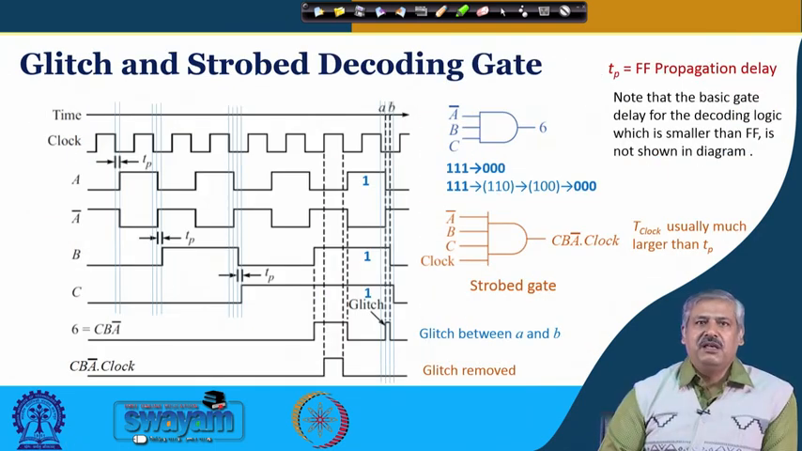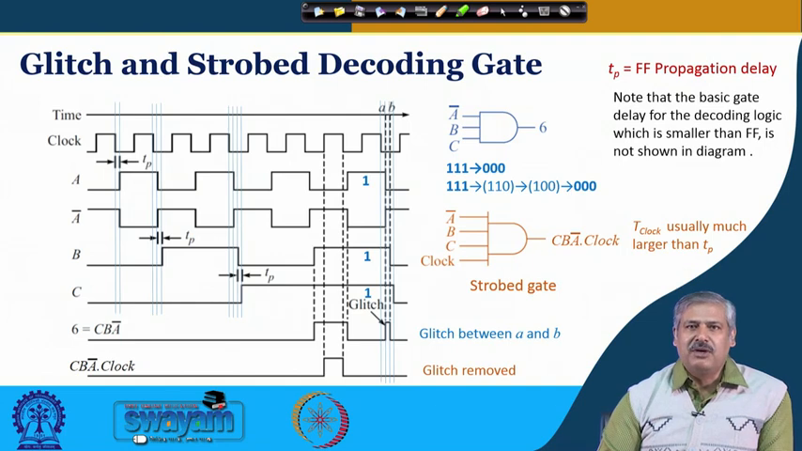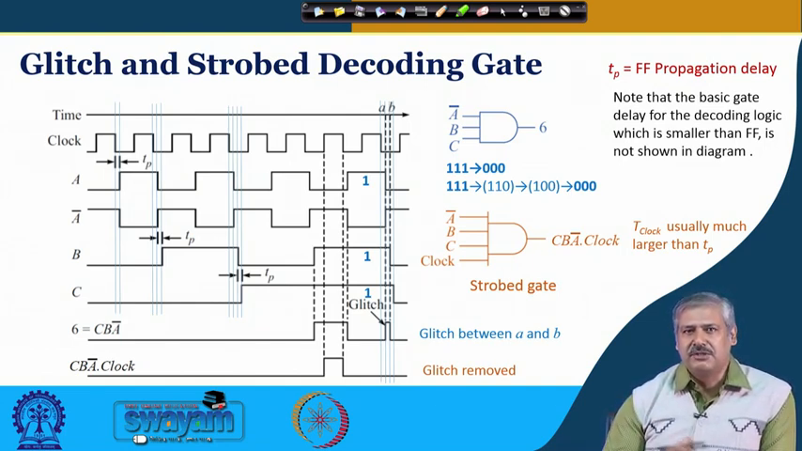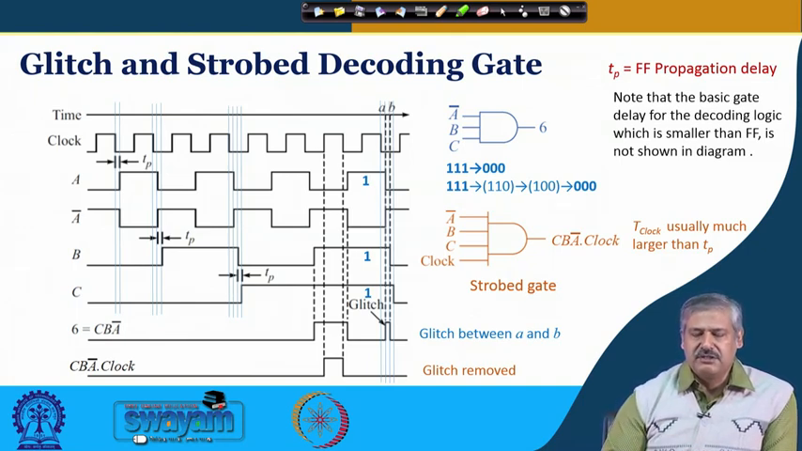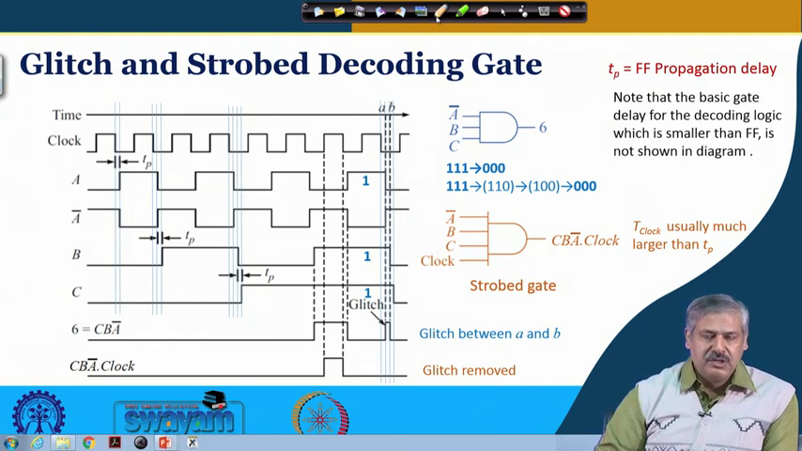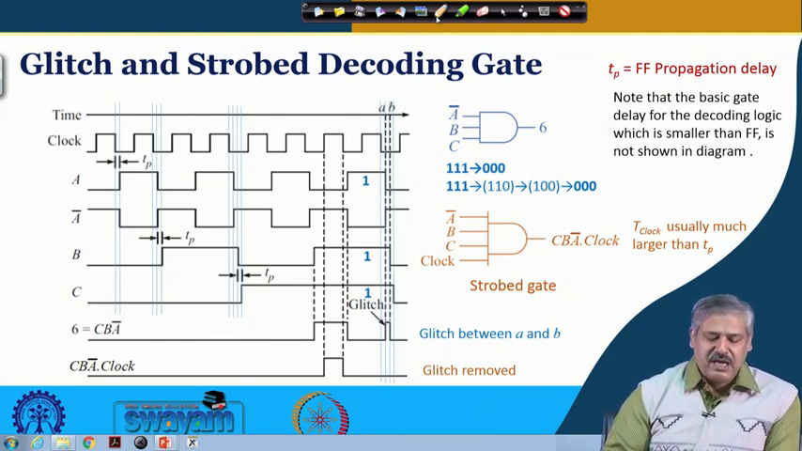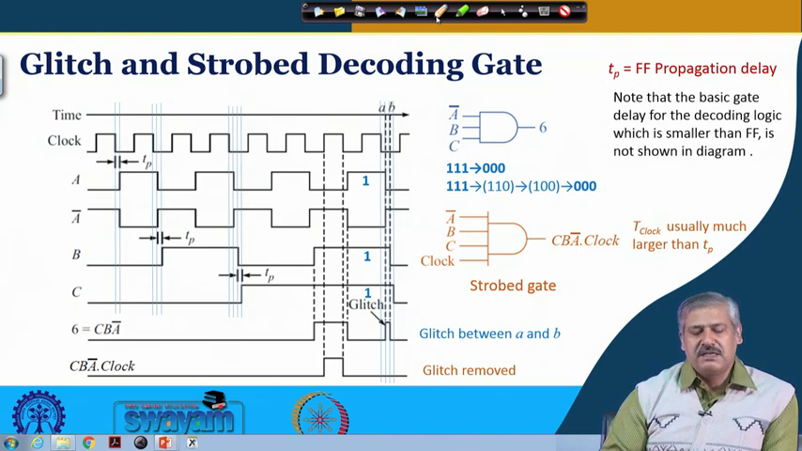Now, we look at one specific issue related to glitch that we introduced in the last class, in the discussion related to asynchronous counter. So, the effect of propagation delay. In the previous diagram we did not consider it, now we are considering it.